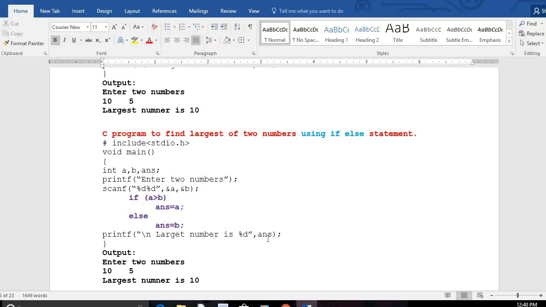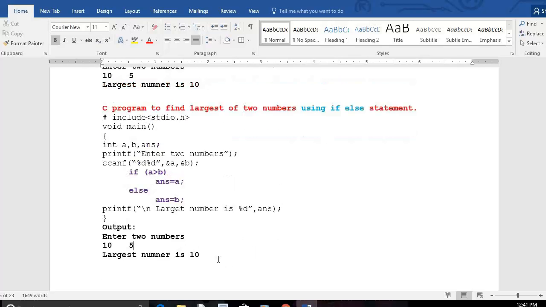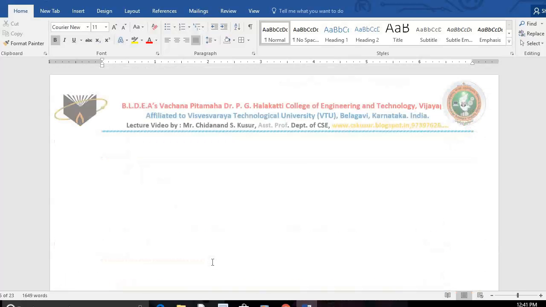Largest number is 10. If you enter 10 and 50, 10 is greater than 50? No. Then answer equals 50. Largest number is 50. You may enter any two numbers. We get a correct result. Okay. One more last example.